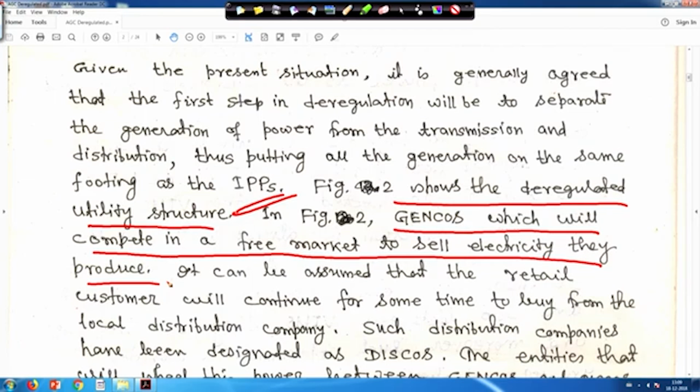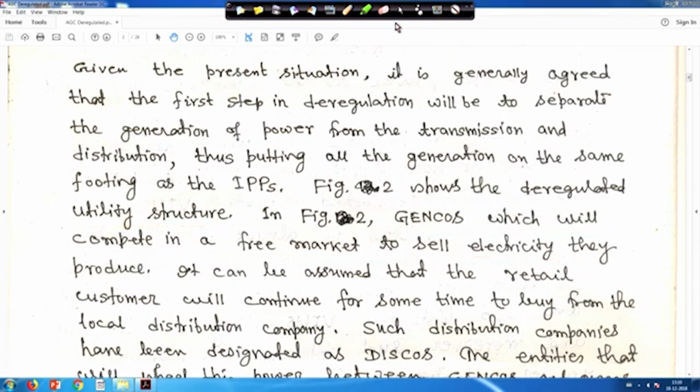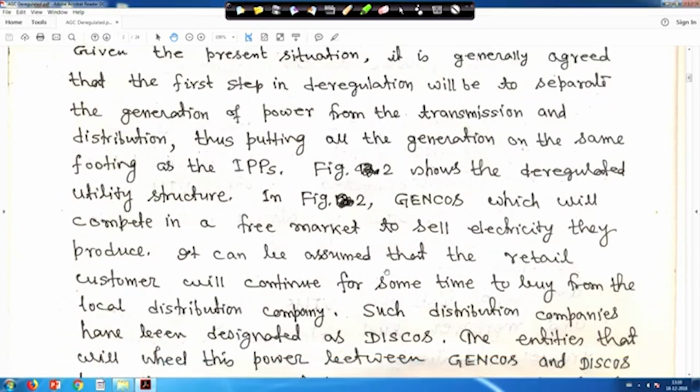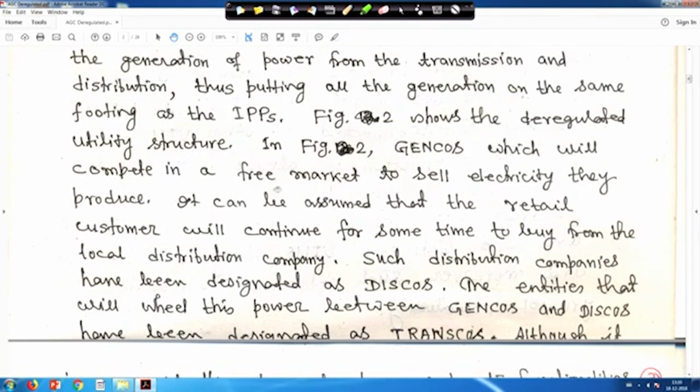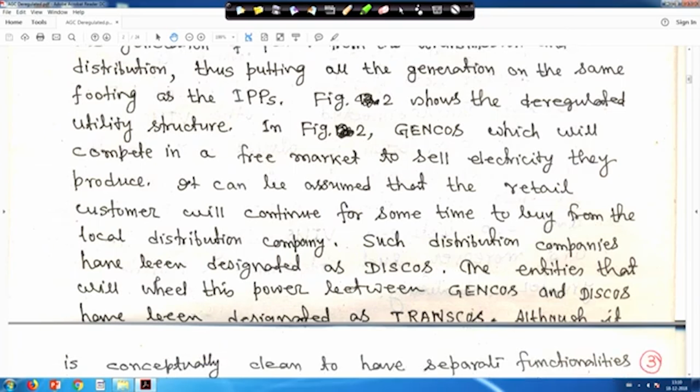That is why we are separating three things, the generation companies, transmission companies and the distribution companies, right. So, that means GENCOs will compete in a free market to sell the electricity they produce, and it can be assumed that the retail customers will continue for some time to buy from the local distribution company, right. Such distribution companies have been designated as DISCOs, right. The entities that will wheel this power between GENCOs and DISCOs have been designated as TRANSCOs. So, transmission companies we call TRANSCOs, right.